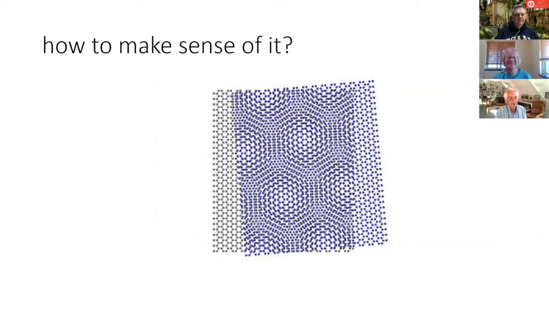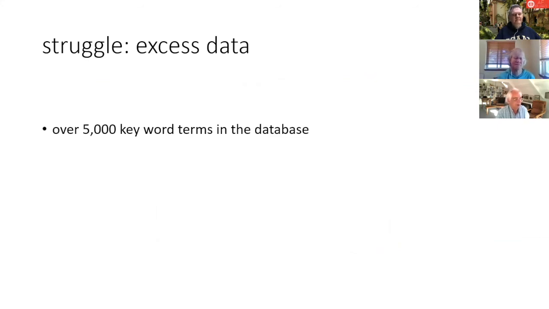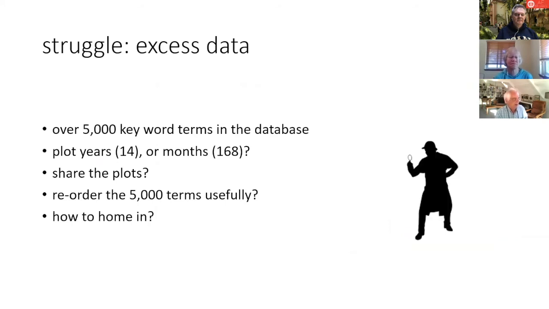How to make sense of this data, how to filter essentially the data and deal with the excess of data. I've got too many terms, I've got too many years, or in this case months. If I look at it in terms of months, I get 168 vertical compartments. How can I share the plots? How can I reorder the various terms in a useful way? How can I home in, in a sort of Sherlock Holmesian way? How can we together home in and try to make better sense of this data? So this is my struggle.